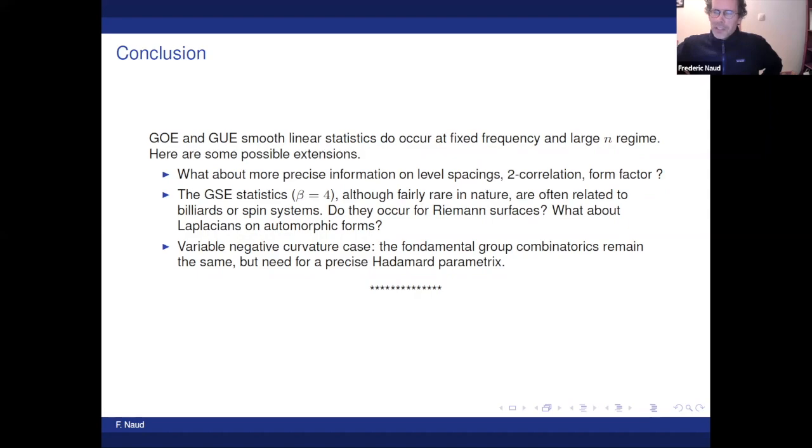And then there is this question: can you get GSE statistics? Because some people asked me that question. I tried some variant of that, but I don't see how they could pop up here. Maybe you need to look at the Laplacian and automorphic forms, because the trace formula is quite different, but I'm not too sure.